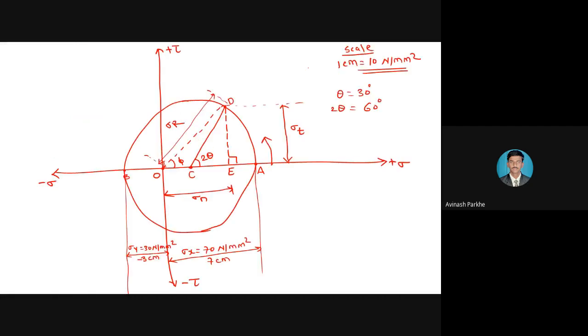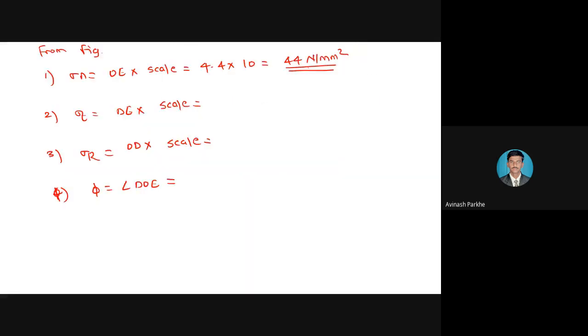Then what is sigma T? What is the DE distance? Distance DE is 4.2, 4.2, 4.1. Any other distance? 4.3, 4.3. So many of you got, I think, 4.3. So I will take 4.3 only.